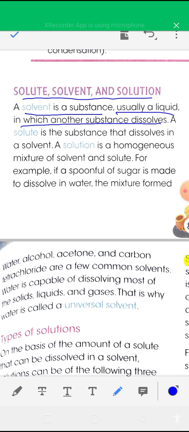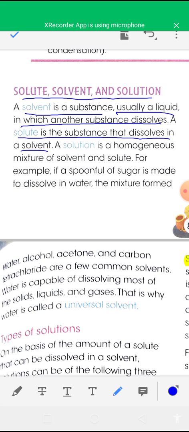Now see what a solute is. A solute is a substance that dissolves in a solvent. For example, you are dissolving some sugar in water to make a solution. In this case, sugar acts as the solute and water acts as the solvent. So sugar is the solute, water is the solvent.